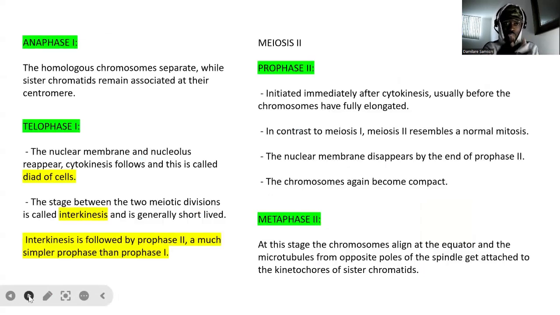So let's just continue, but I think you are aware of the whole process. So at the anaphase now, the homologous chromosomes will now separate, while the sister chromatids remain associated at the centromere. Homologous chromosomes will now separate. So the sister chromatids, remember, sister chromatids are two chromatids on the same chromosome. Non-sister chromatids are two chromatids, one from one homologous chromosome, another one from another homologous chromosome. So that is that.